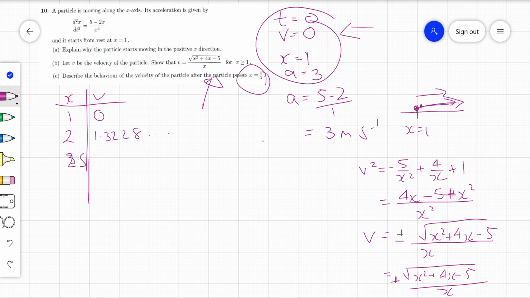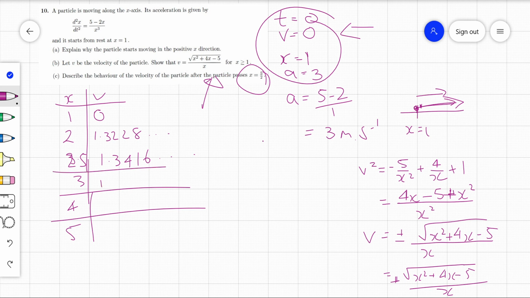5 on 2 is 2.5, so let me do 2.5. When we sub 2.5 in, I get something like this. I'm just going to sub a couple more in and see what happens. When I sub 3 in, I got 1.3333 repeating, I think. 4 was 1.299, 5 was 1.2649. So you can see the velocity went from 0 and went up, and at 2.5 it kept going up, and then from 2.5 it's making its way back down.